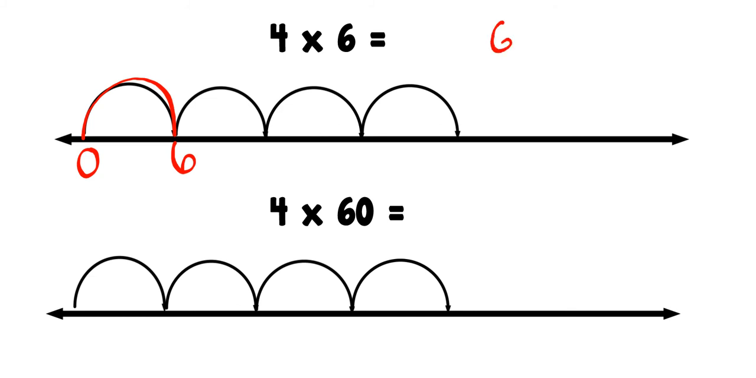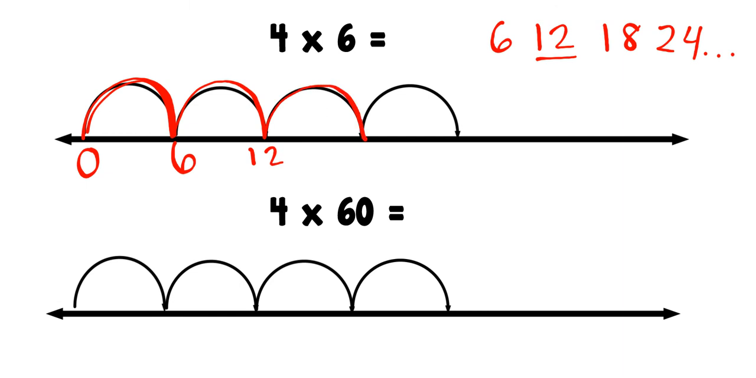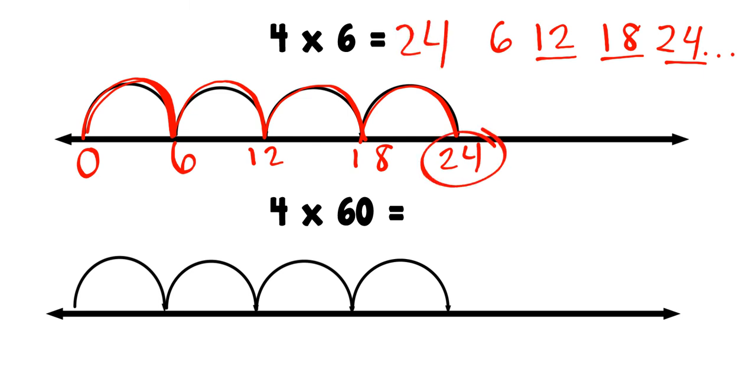So if I were going to skip count by 6, I would start with 6, 12, 18, 24, and I could go on, but I think that's all I'll need. So here I've done one jump of 6. Now I'll add another jump of 6, which will get me to 12, another jump of 6, which will get me to 18, and a final jump of 6, which will get me to that 24, which is my answer.